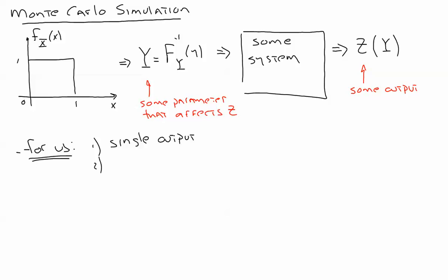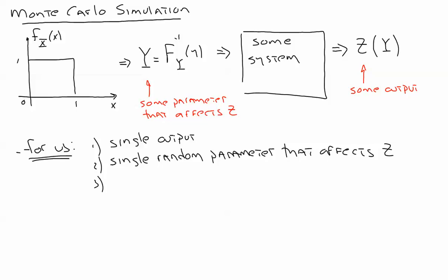Whatever our system is, it's going to have a single output, and a single random parameter that affects z. I'm going to have a system that has a single output, and my single output may have multiple fixed parameters that it depends upon, but it's going to depend upon only one random parameter. And for us, we're going to assume that the random parameter behaves according to a well-known probability density function that we've already been talking about.